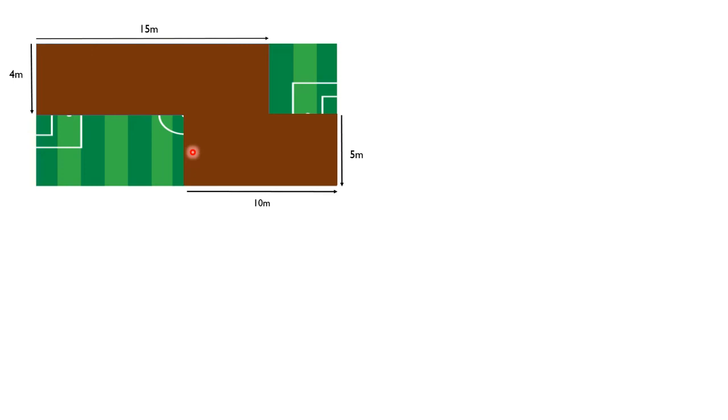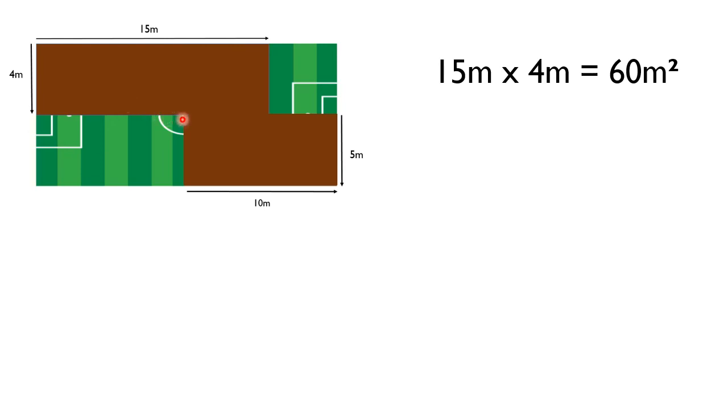So the first thing I did was to work out 15 multiplied by 4. Now remember, if you find this multiplication quite tricky, you can partition the first number. You can partition 15 into 10 and 5. So you could do 10 multiplied by 4, which you know is 40, and then 5 multiplied by 4, which is 20, and then we can very easily work out 40 plus 20 equals 60. So this first rectangle has an area of 60 meters squared.